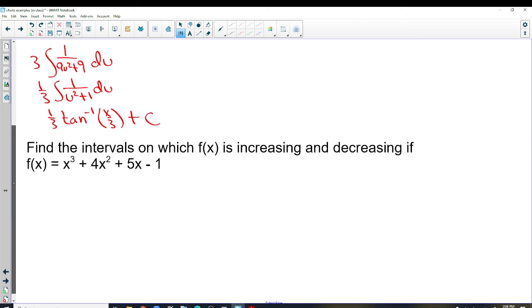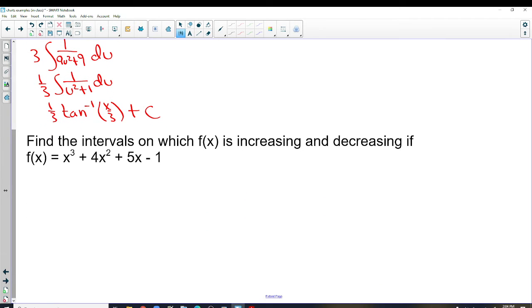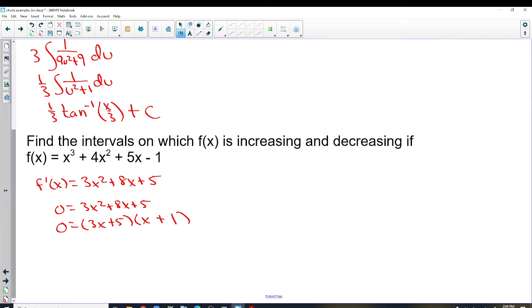And then the next one is kind of revisiting an old friend. Find the intervals on which f of x is increasing and decreasing if f of x equals this. Notice this is an x to the third. We'll get back to that. But f prime of x is 3x squared plus 8x plus 5. So we're going to take the derivative, set it equal to 0, and factor it. 3x and x plus 5 plus 1. So the zeros are negative 5/3 and negative 1.